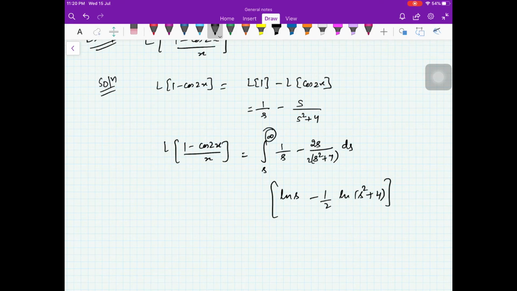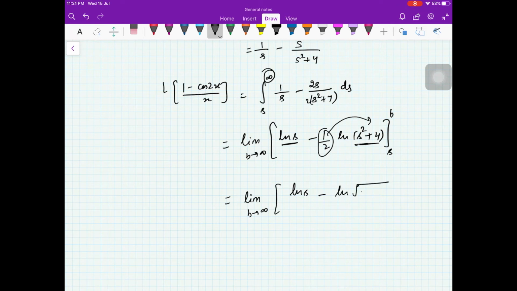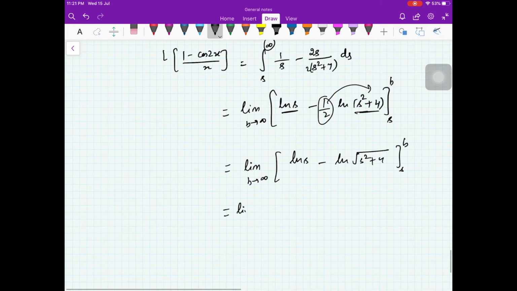And then I told you how to put this limit. You put b here and then you put limit b going to infinity. If you directly put it, you will get infinity minus infinity form. So you just modify. You can use that log of s minus, the square root you can bring here. So log of s square plus 4 to the power half is the square root of s square plus 4, from s to b. So this is limit b going to infinity of log of s upon square root of s square plus 4, from s to b.